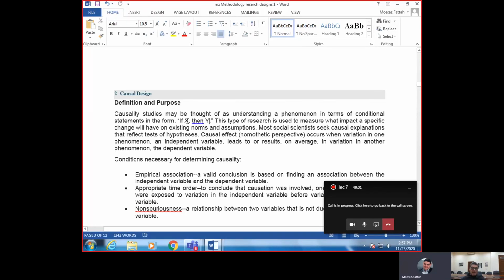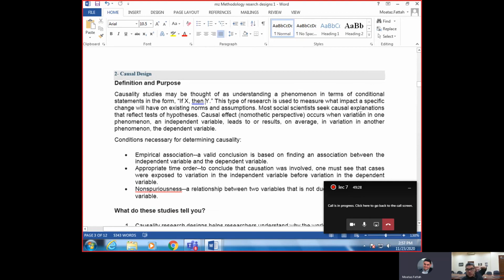being a multi or an ideologically polarized country and stability, dictatorship and economic development. If X, then yes. So if X happened, then Y happened. This type of research is used to measure what impact a specific change will have on existing norms and assumptions. Most social sciences seek causal explanations that reflect tests of hypotheses.